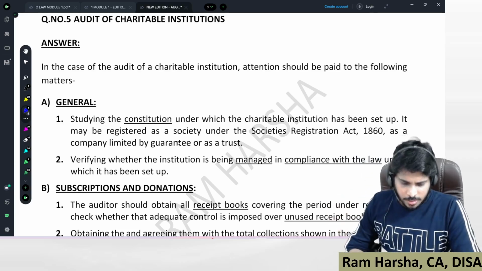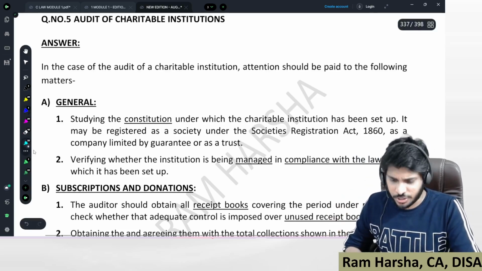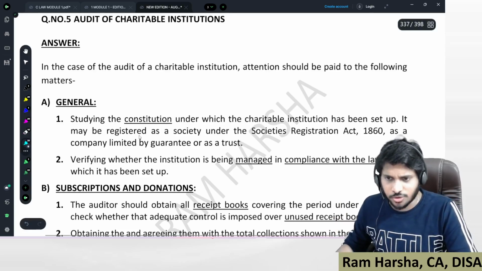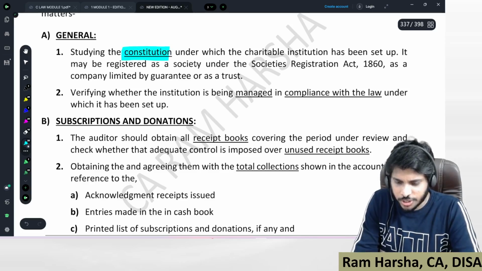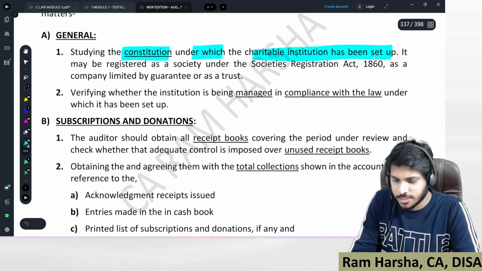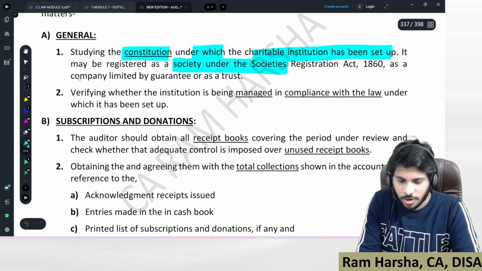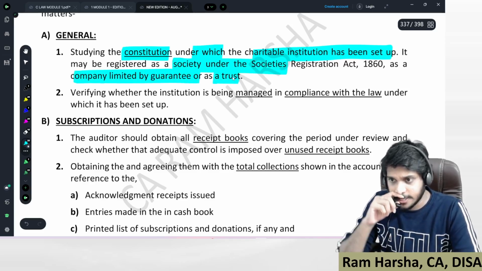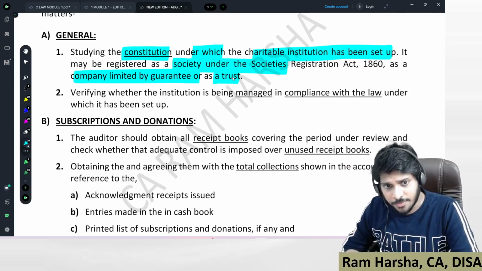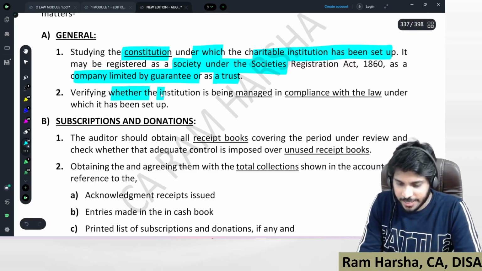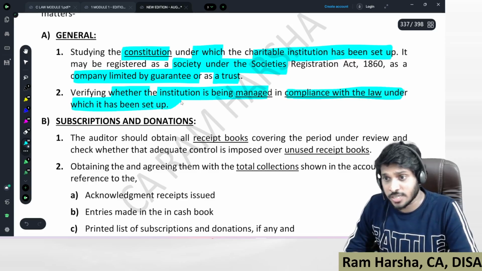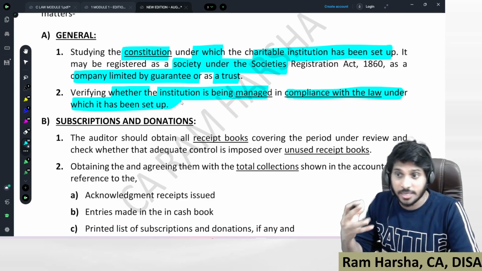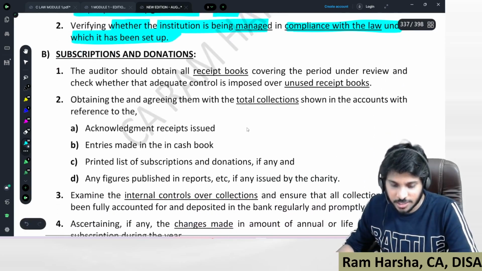Next. The next question is audit of charitable institutions. So again here also, similar to NGO, first we will study the constitution under which the charitable institute has been set up. Is it a society or is it a company limited by guarantee or is it a trust or is it a section 8 company? Verify whether the institution is being managed in compliance with law. How the institution is managed? Is it managed by complying with laws and regulations?